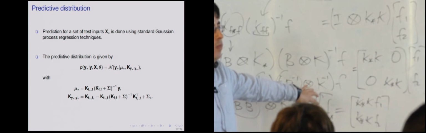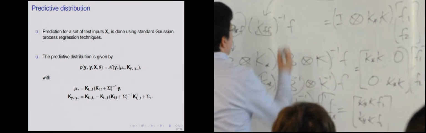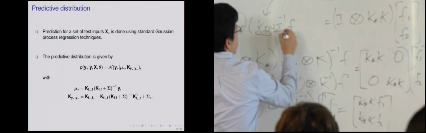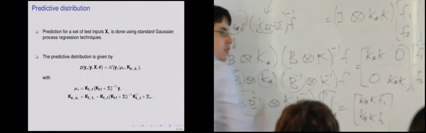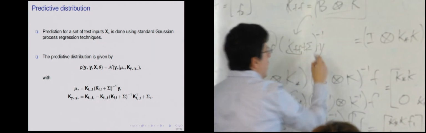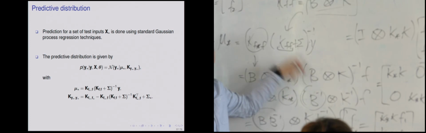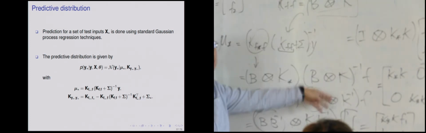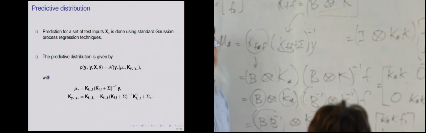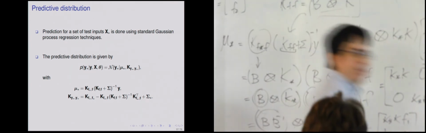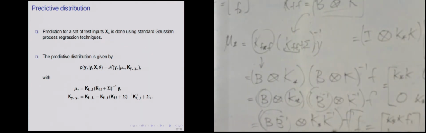You see? If we had the noise here, then I can't apply this property here. And then I would be forced to use both outputs to make predictions for both outputs. Okay. Right.